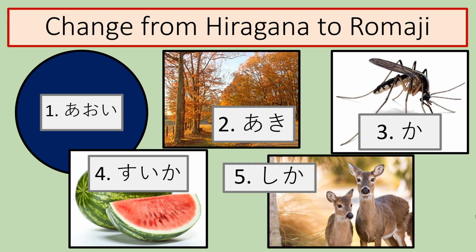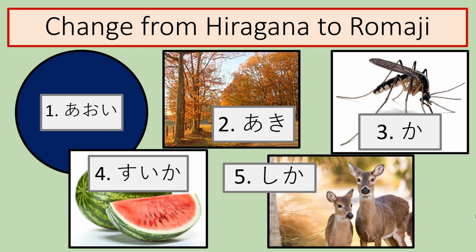So we know that ki usually has a little gap between the end of the two strokes in the line and the bottom line, but we also know that this is just a font on a computer. Number 3, ka, just ka by itself. And we know that ka is now mosquito, aki is autumn, and aoi or ao is blue.